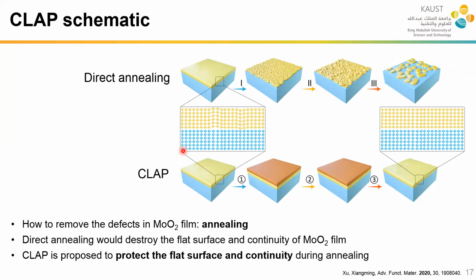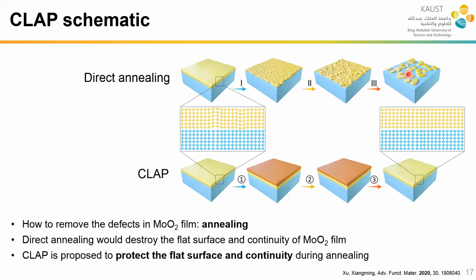If we do the annealing directly on this still very thin film, you will see this kind of phenomenon. The very smooth surface will become rough. If we do the annealing at a very high temperature, like 900 degrees, it will no longer be a thin film.